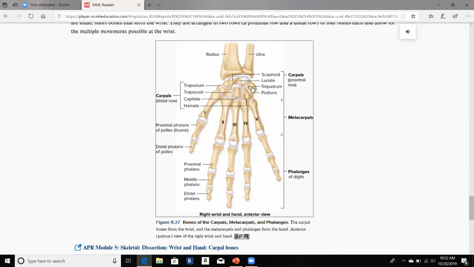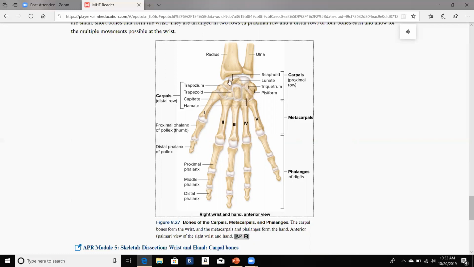There's two rows in the carpal bones. This is the first row. This is your proximal row. Then you have your distal row located here. When you're in the Science Learning Center and you're looking at these structures, you're going to see that the pisiform sits on top, okay, of the hamate.